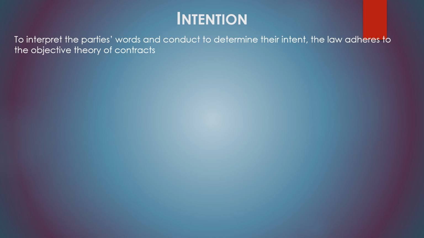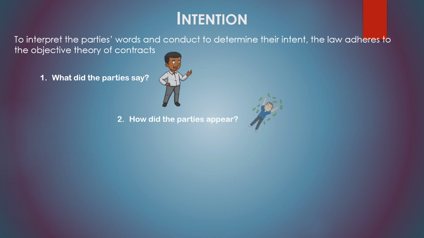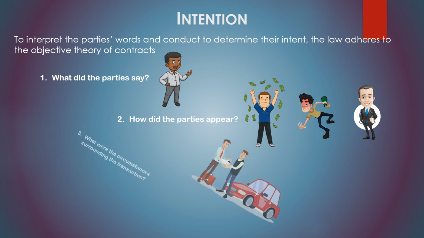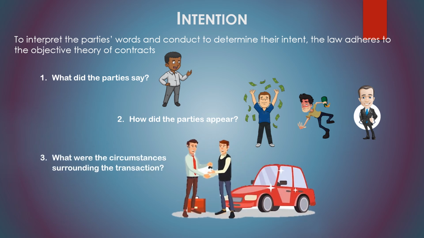You start off with intention. To interpret the parties' words and conduct to determine their intent, the law adheres to the objective theory of contracts. Now you should remember this from the last lecture. Basically, first question you ask is, what did the parties say when entering into a contract? How did the parties appear when entering into the contract? And what were the circumstances surrounding the transaction?